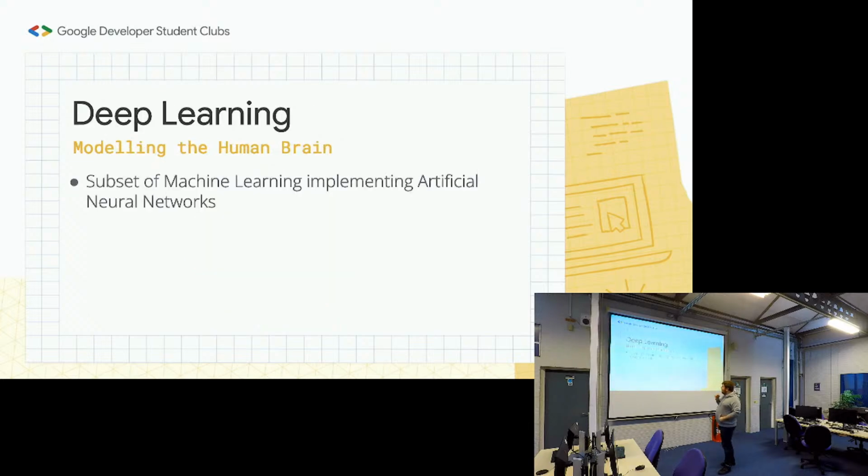Next slide, please. And so deep learning, everyone loves the term deep learning because it's honestly very interesting. It's to do with psychology and sort of brain activity. So it's a subset of machine learning implementing artificial neural networks. We'll talk a lot more about artificial neural networks later, what they are, what they're used for, and some of the types of neural networks. Next slide, please.